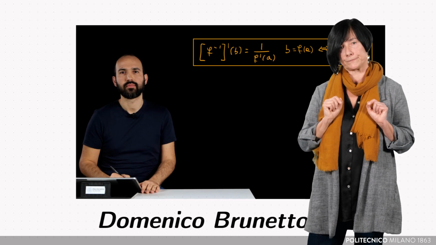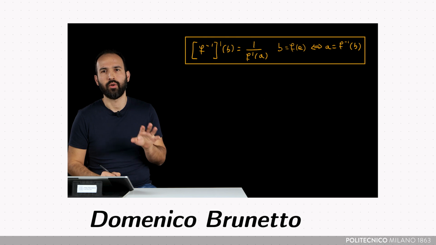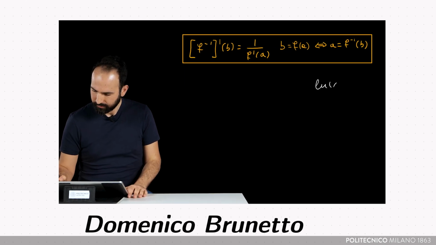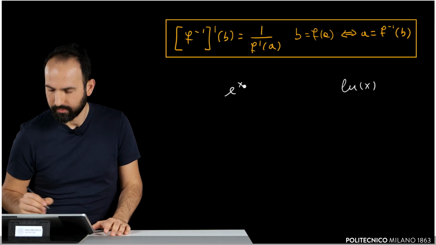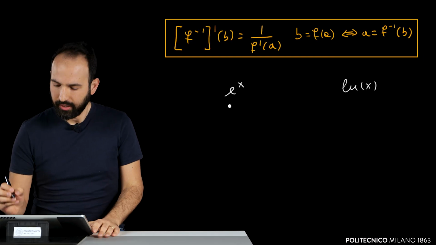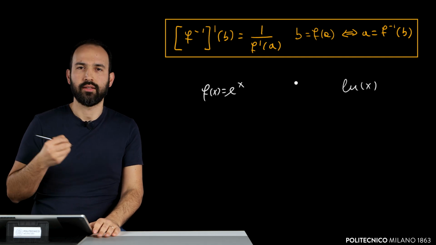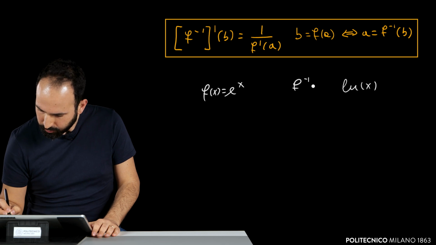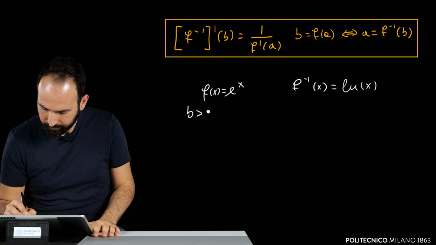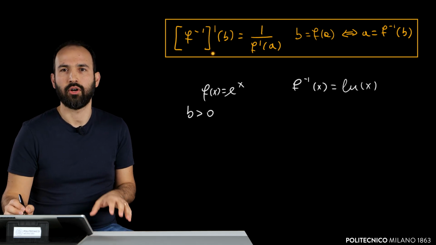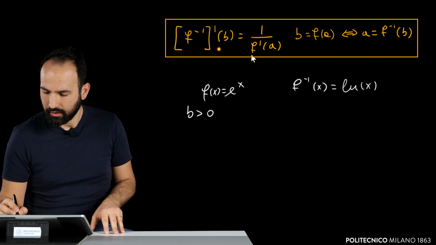Let's see an example. Let's compute the derivative of the natural logarithm function as inverse of the exponential function. To this end, we denote the exponential by f and the logarithm by f^-1. Let's first fix a positive value b. To get the derivative of f^-1 at b, we need the derivative of f.